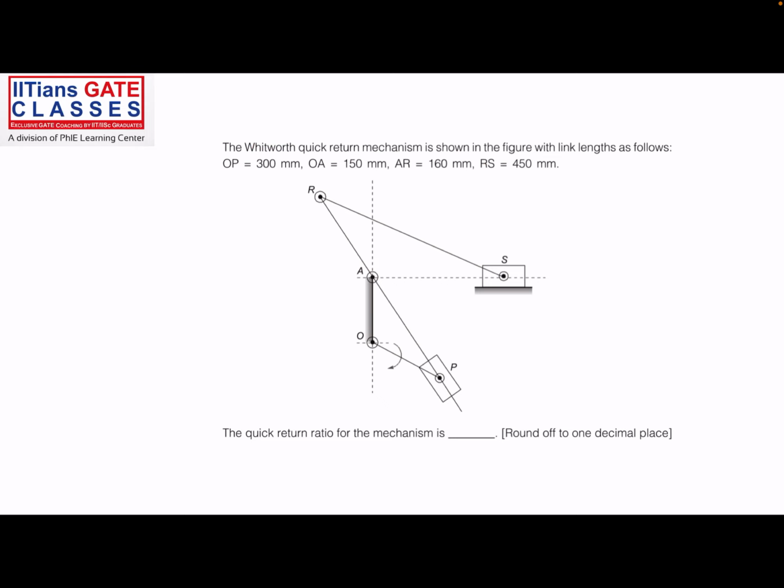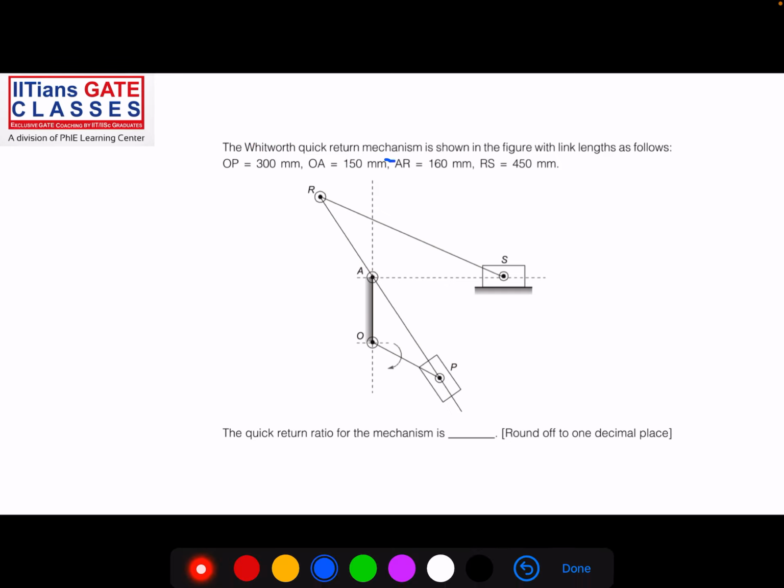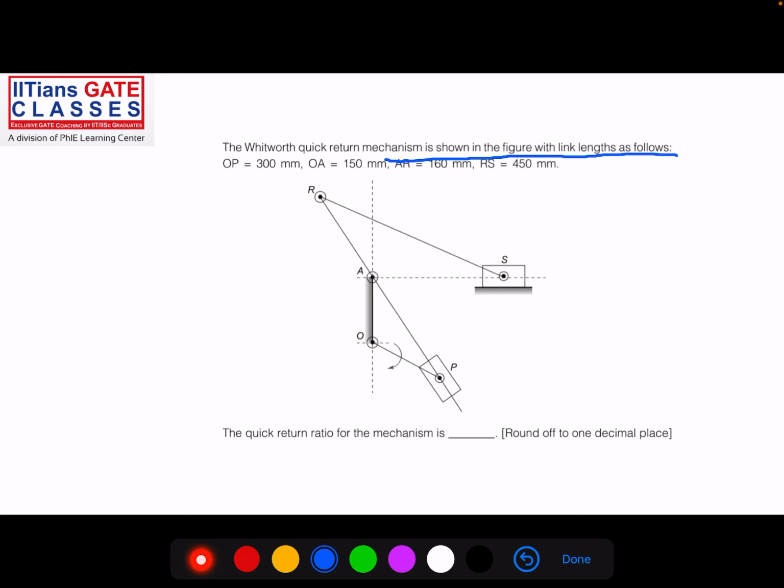So let's start. This is the first question, which is from mechanisms, the Whitworth quick return mechanism. You are asked the quick return ratio for the mechanism. The Whitworth quick return mechanism is shown in the figure with the links as follows. The length of the links is given. OP is equal to 300, OA is equal to 150, and AR is equal to, sorry, 160, and total length RS is equal to 450 mm.